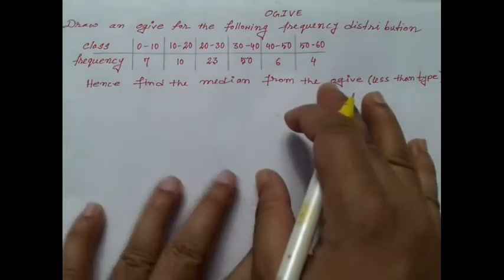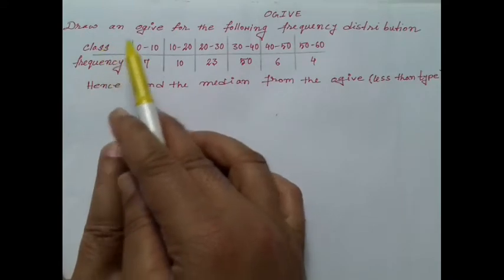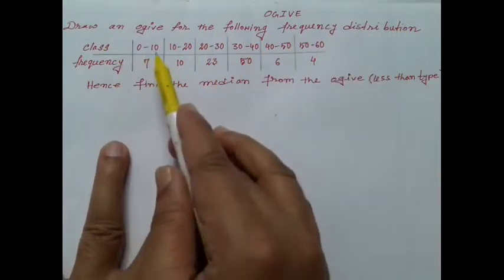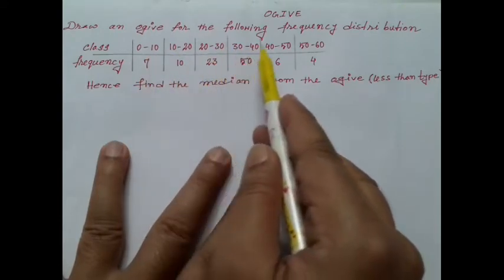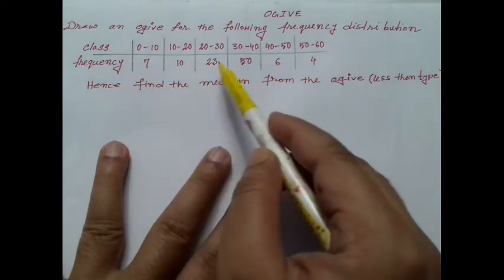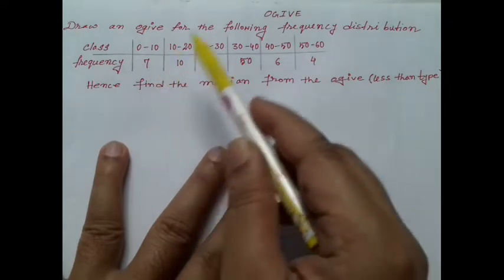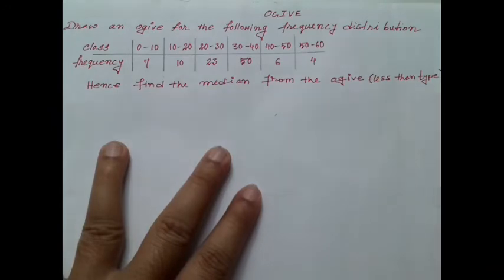Here we have the following problem. Draw an ogive for the following frequency distribution: class 0 to 10, 10 to 20, 20 to 30, 30 to 40, 40 to 50, 50 to 60, and corresponding frequencies are 7, 10, 23, 50, 6, 4. Hence find the median from the ogive. And here we should draw the less than type ogive.